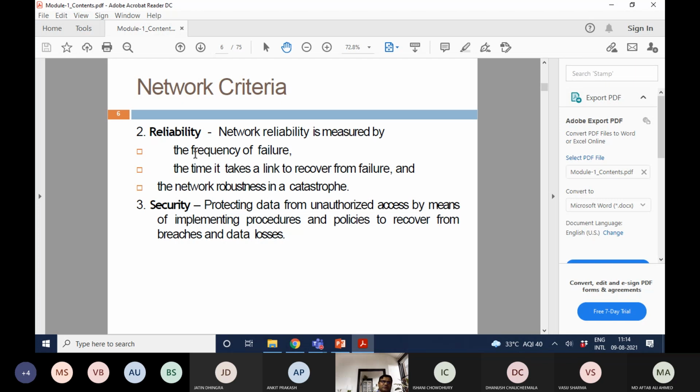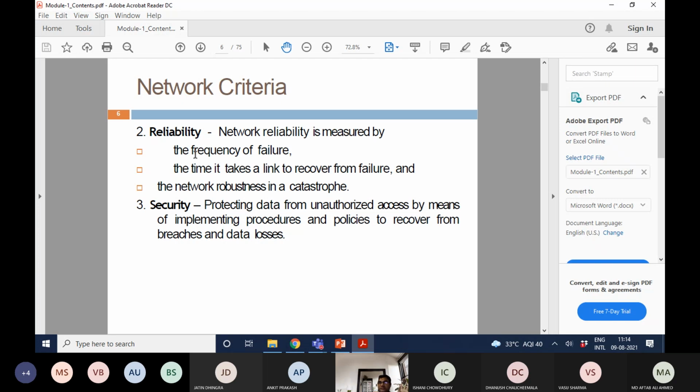So this kind of thing gives us the option to have trust in the network. That means if at all I have any failures, then I can recover. That is one. The second one is that the frequency of failure will be very low. Then only we can tell it is a reliable network.